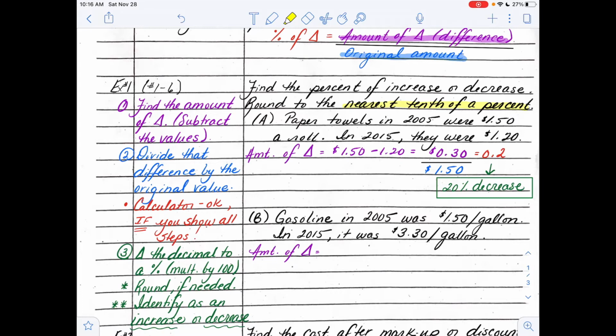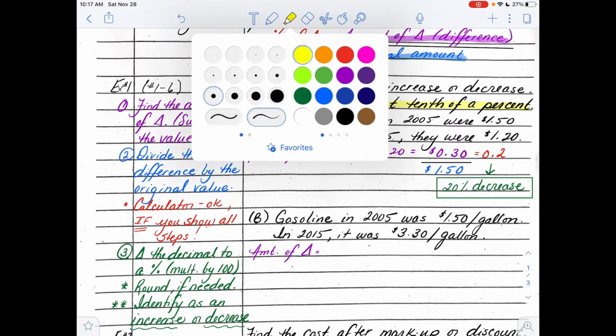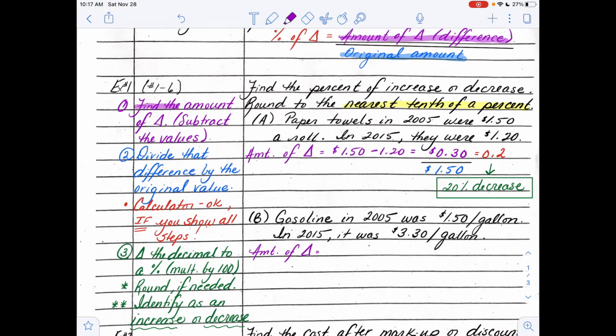So let's go ahead and look at this paper towel problem. In 2005, they were about $1.50 a roll. 10 years later, in 2015, it was only $1.20 a roll. There's definitely a difference in price. So if I need to know that percent rate of change, the first thing I need you to do is to find the amount of change. And again, I told you that's the difference. So we're subtracting the values, the $1.50 and the $1.20.